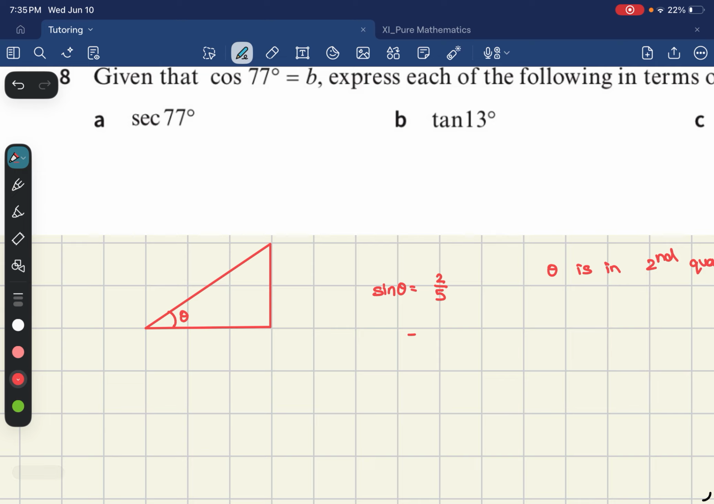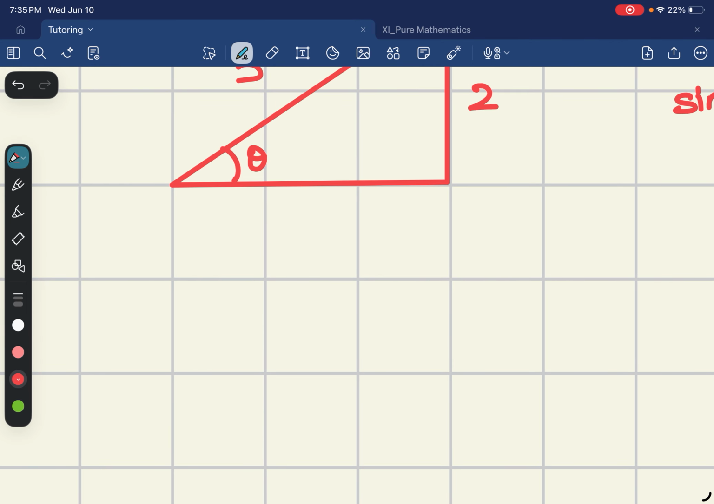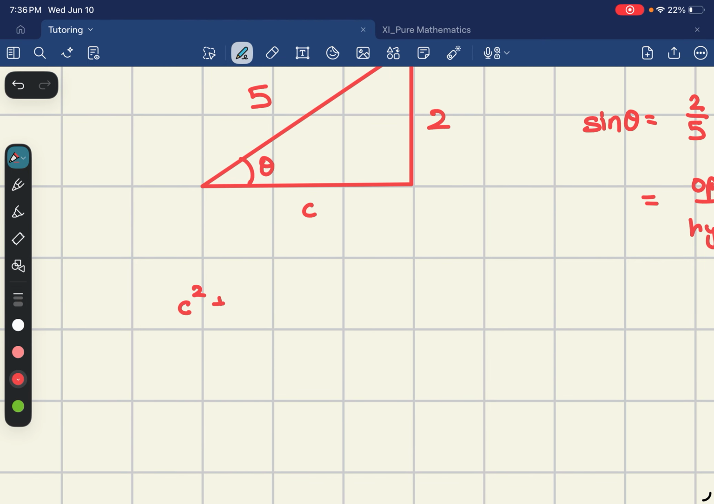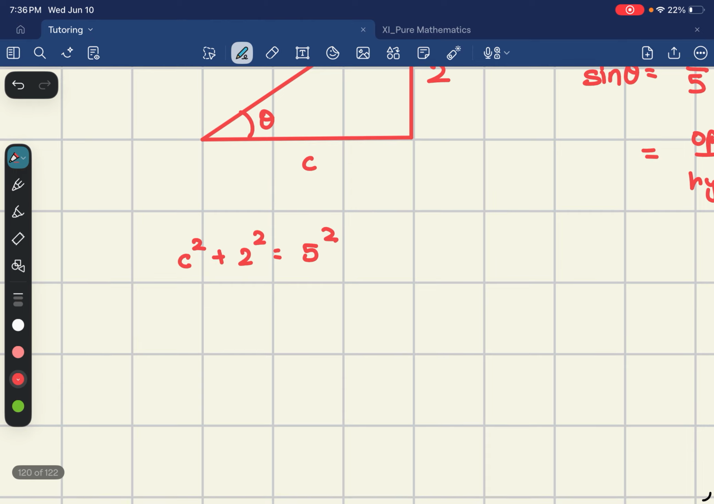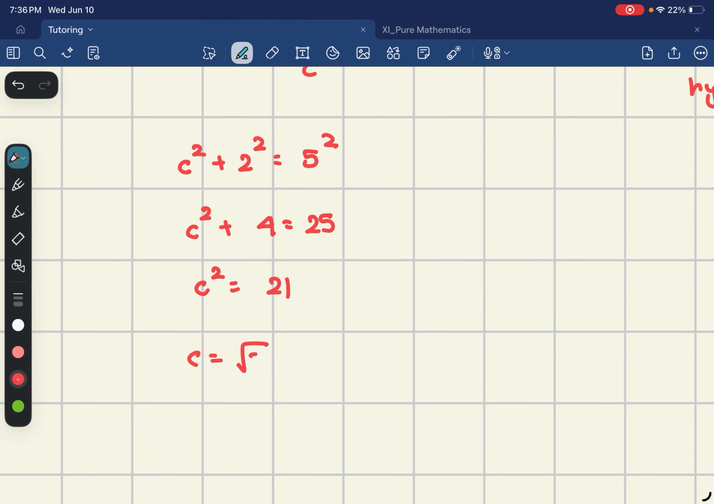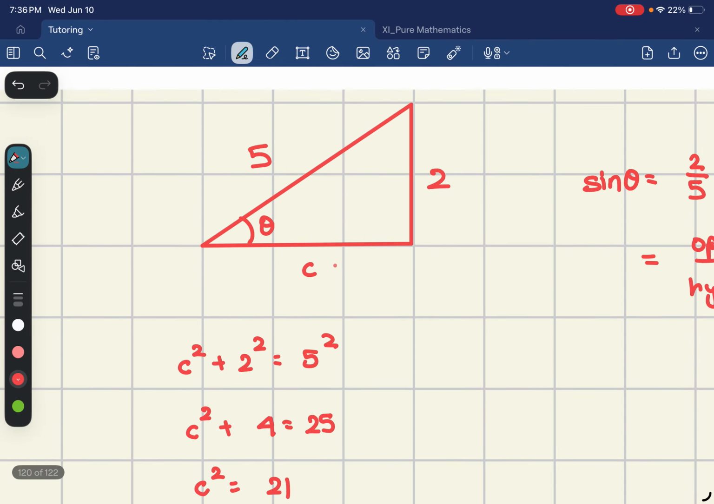Now, what is sine? Sine is just opposite over hypotenuse. And opposite is 2, hypotenuse is 5. We can use the Pythagorean theorem to find this c side out. So c squared plus 2 squared is equal to the hypotenuse squared, right? Using the Pythagorean theorem. So c squared plus 4 is equal to 25. And c squared is 21. And c is square root of 21. All right.